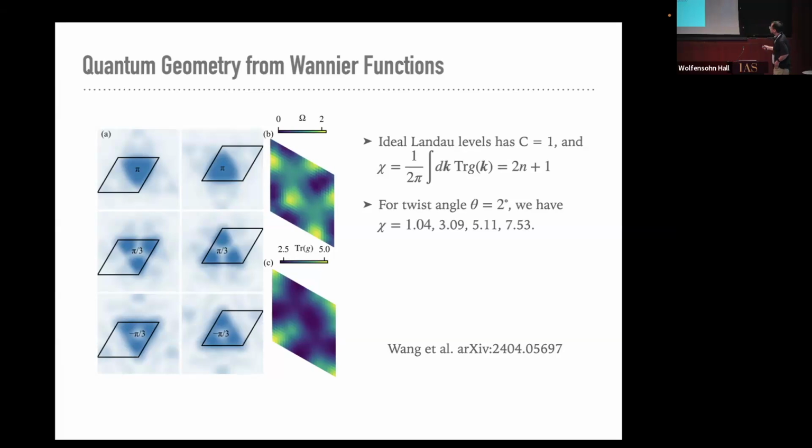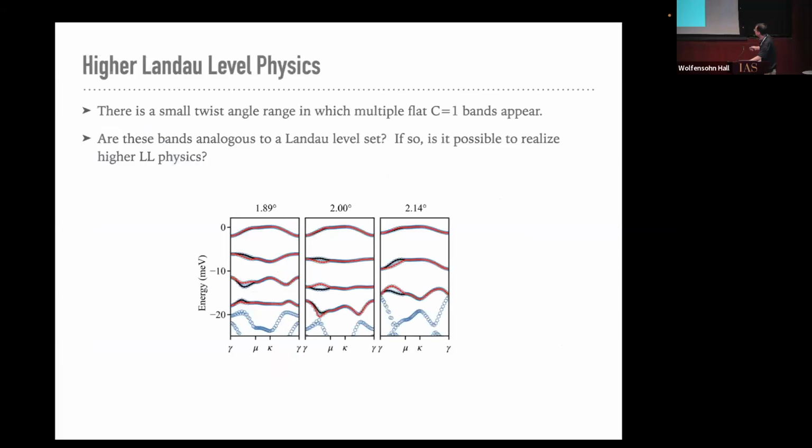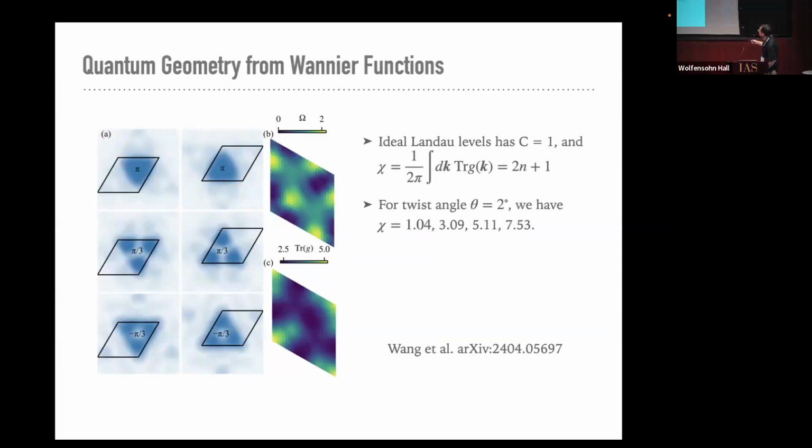Now, if we look at the twist angle 2 degree, you see 4 Chern bands. When we calculate this chi, it's 1.04, 3.09, 5.11, 7.53. So it actually really closely follows this 1, 3, 5, 7. So this tells us that it's not just some random collection of those Chern bands, from top to bottom.